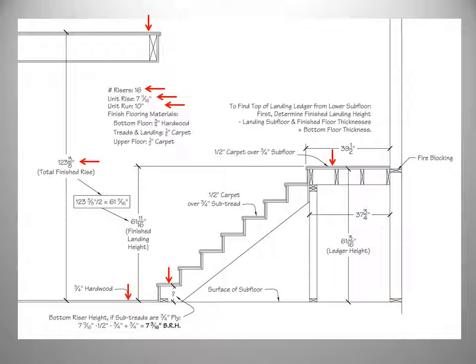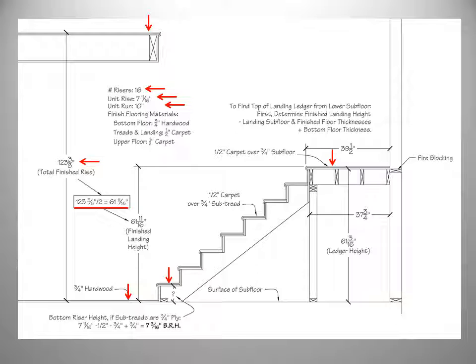To find the finished landing height, take the total finished rise and divide by 2. This gives us our finished landing height of 61 11/16 inches. But unlike our quarter-turn stair, where all the finished flooring materials were the same thickness, we now need to compensate for the 3/4 inch hardwood that will be installed on the lower floor.